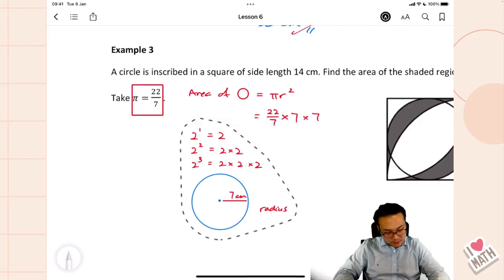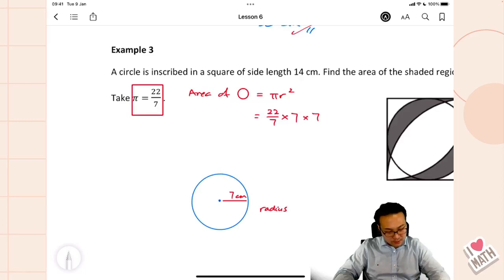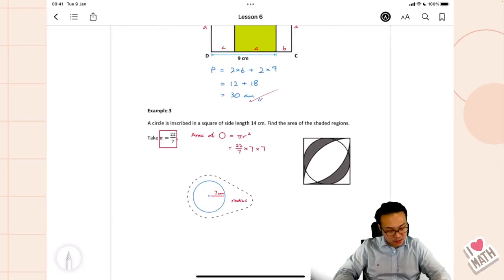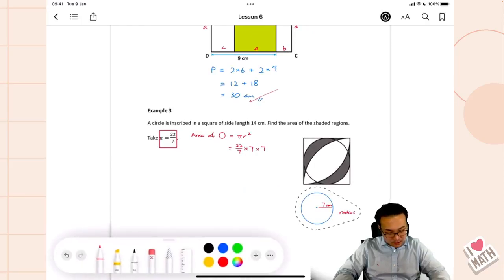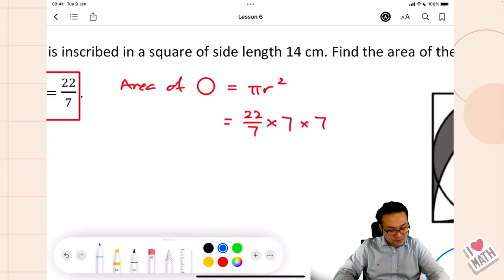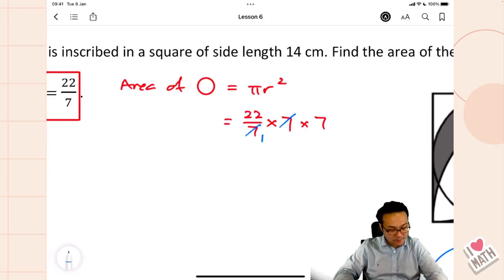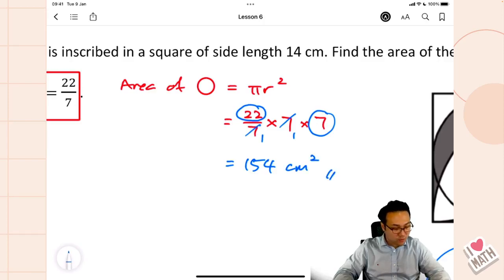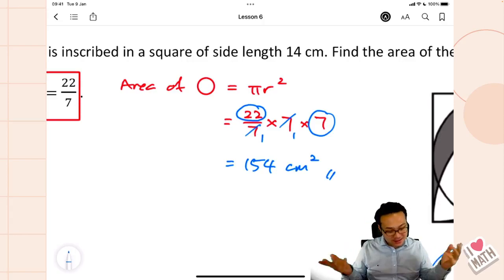Okay, let me get rid of the 2 times 2 times 2. I'm going to move this somewhere else so that you can see it. So students, pi times the radius times the radius. 7 divided by 7, 1. 22 times 7, and what do you get? There you go. 154 cm squared. That's the area of a circle that has a radius of 7. Okay? That's it.